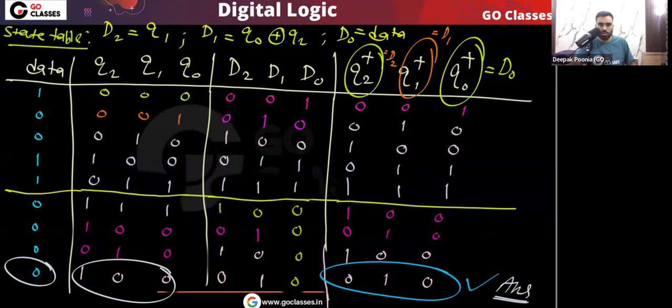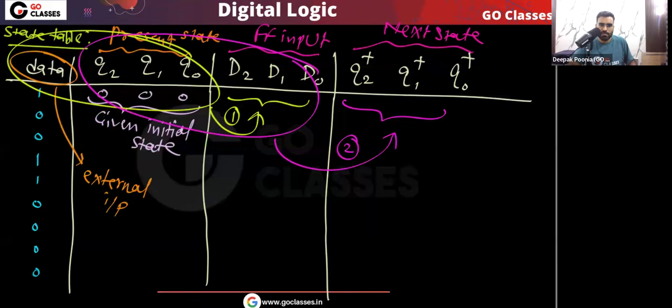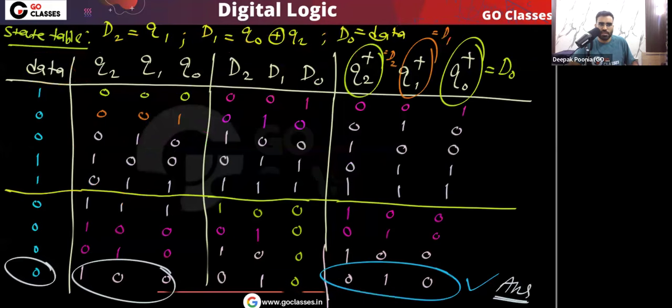Okay, I hope you understood. So this is the complete analysis of this question, and you can see the answer will be 010. Answer will be option C. Okay, so did you understand this? Let me know. Now we will see the method number 2 to solve this question.